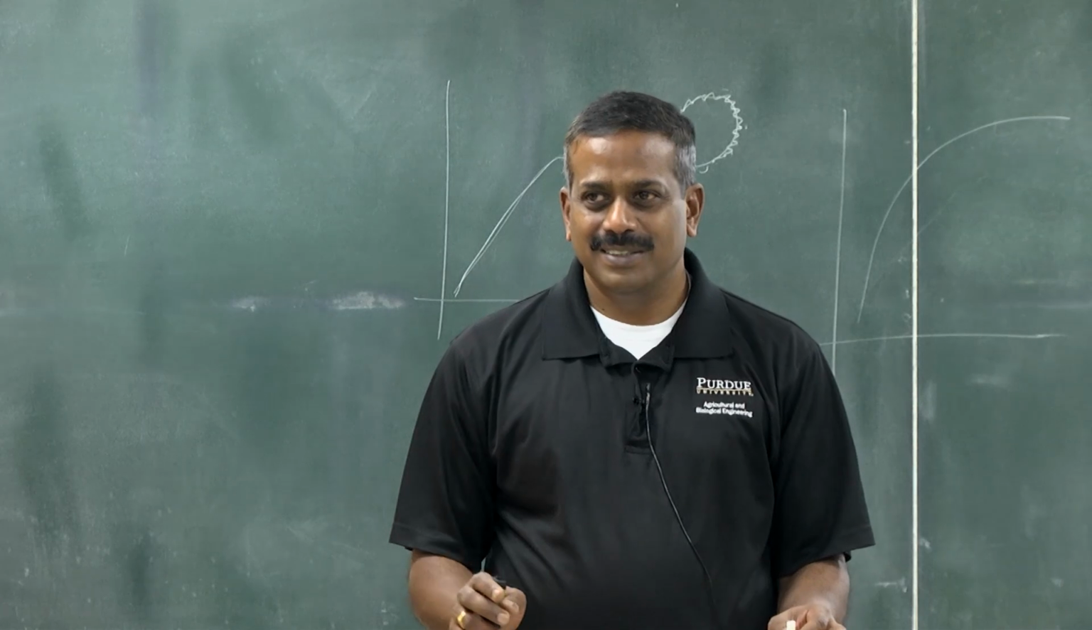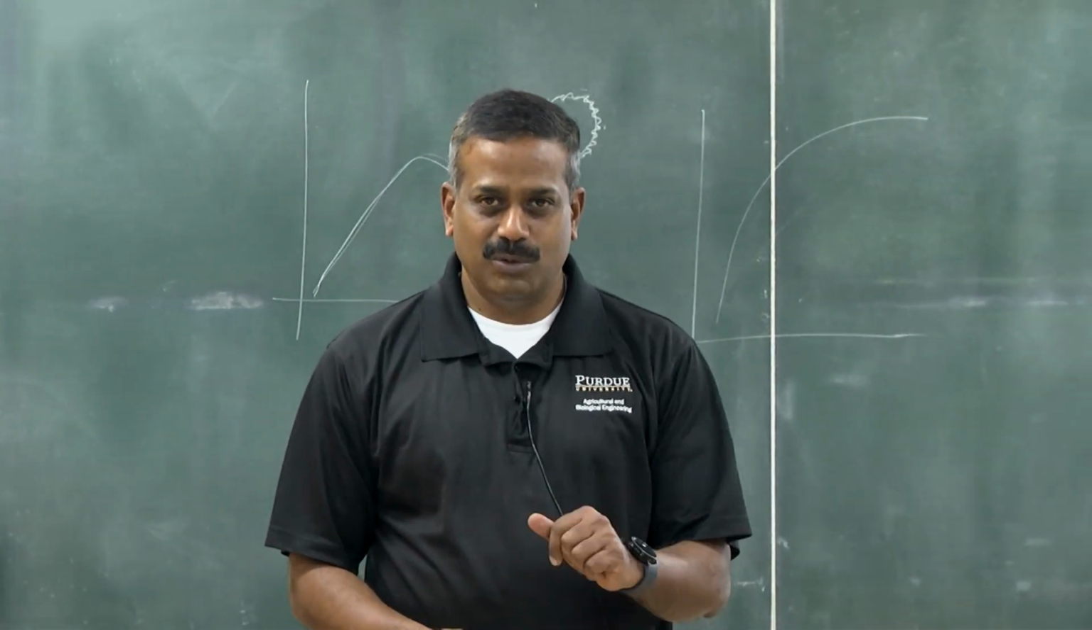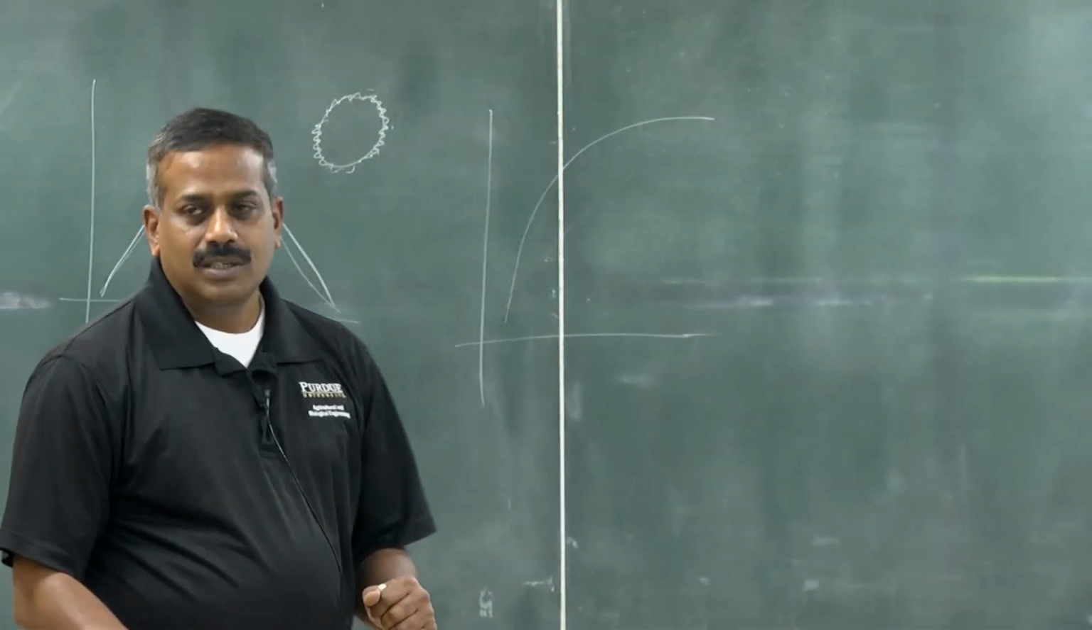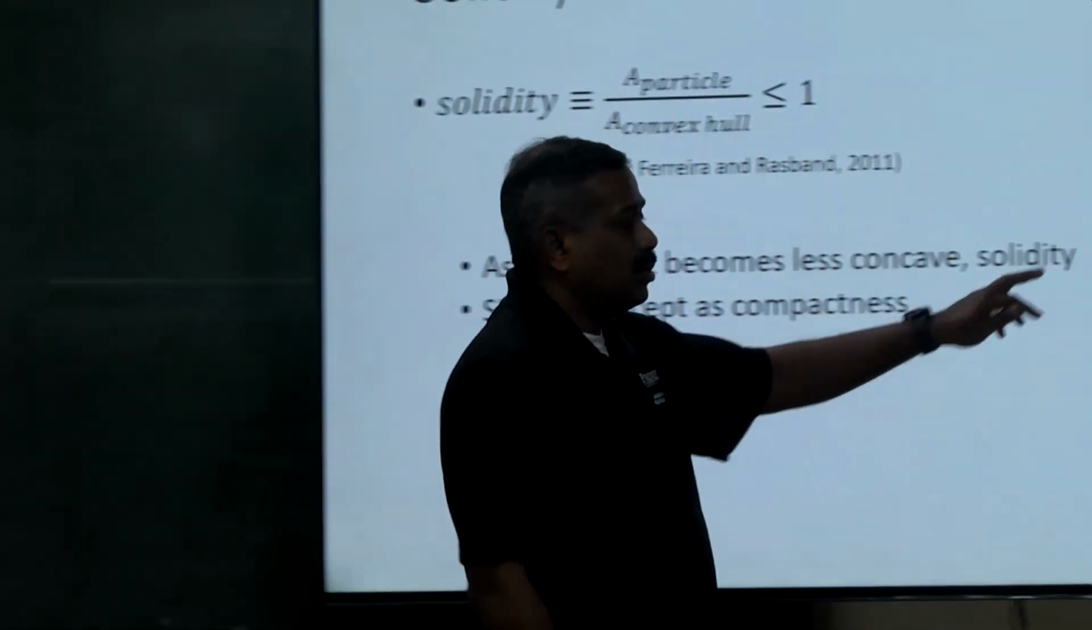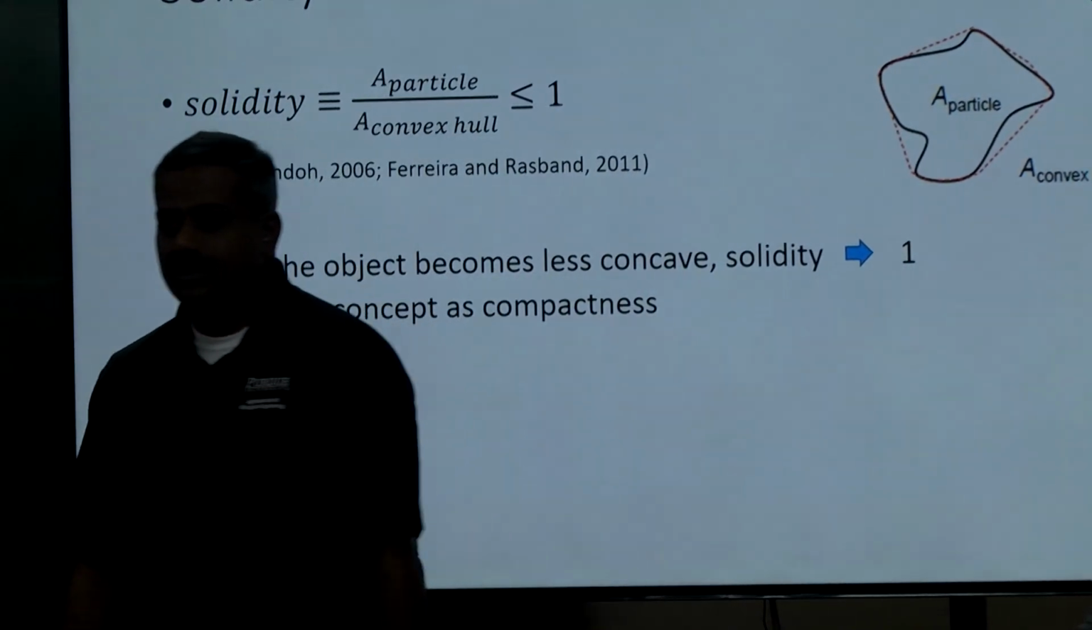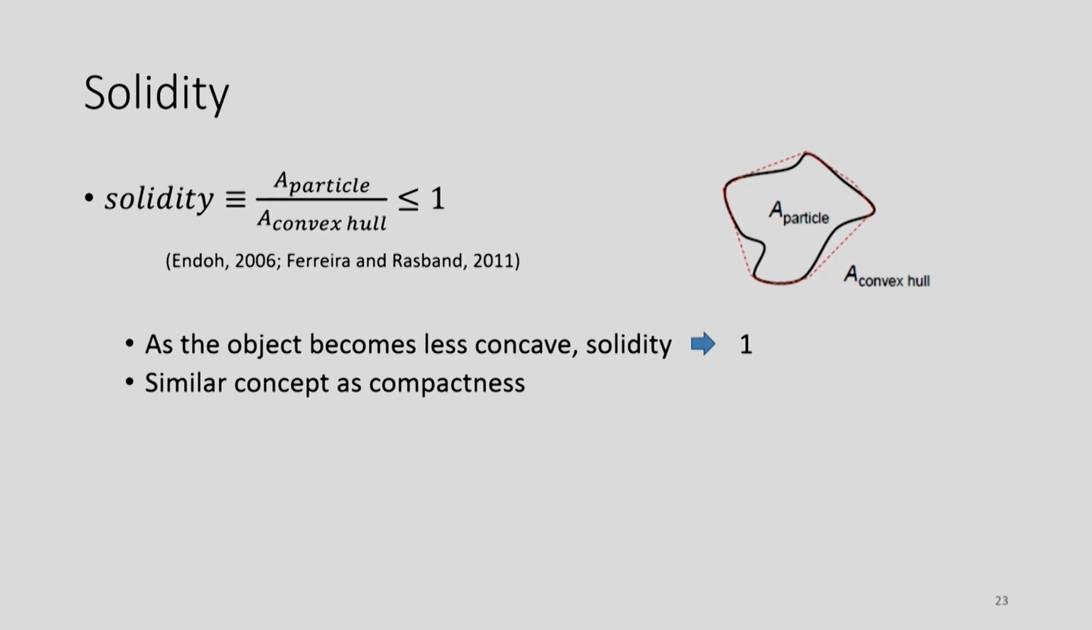Little bit? Okay, but we can talk more. So solidity, again, is not close to, it's more about the convex hull, how much external void space there is. It's a little different from equating to a circle, okay? Any questions?